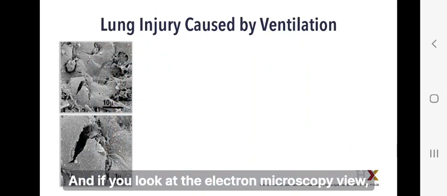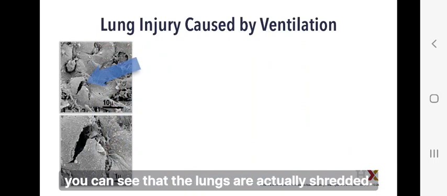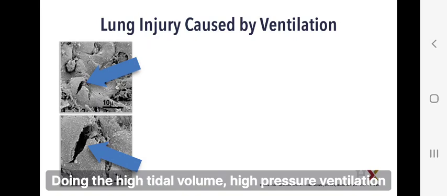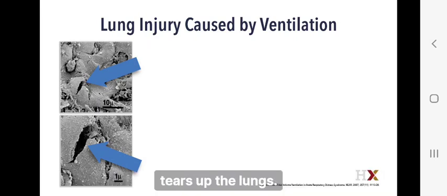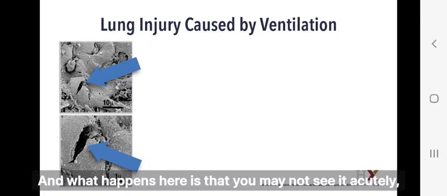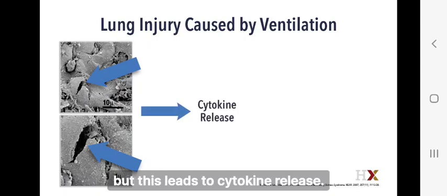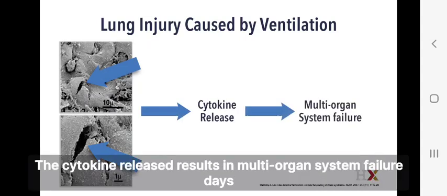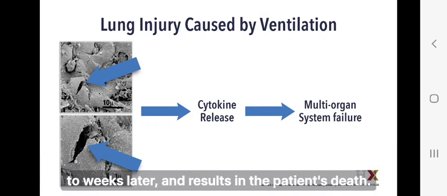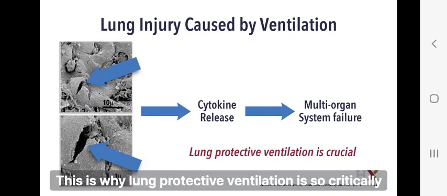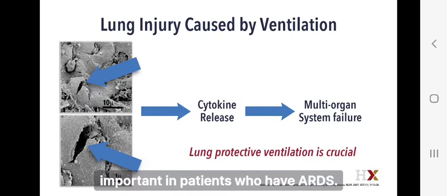minutes. And if you look at the electron microscopy view, you can see that the lungs are actually shredded. Doing the high tidal volume, high pressure ventilation tears up the lungs. And what happens here is that you may not see it acutely, but this leads to cytokine release. The cytokine release results in multi-organ system failure days to weeks later and results in the patient's death. This is why lung protective ventilation is so critically important in patients who have ARDS.